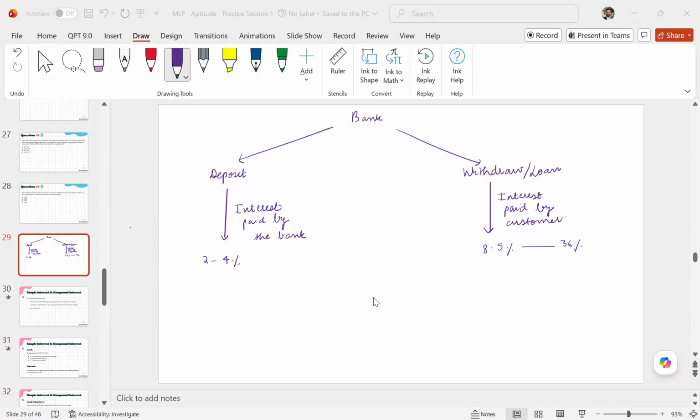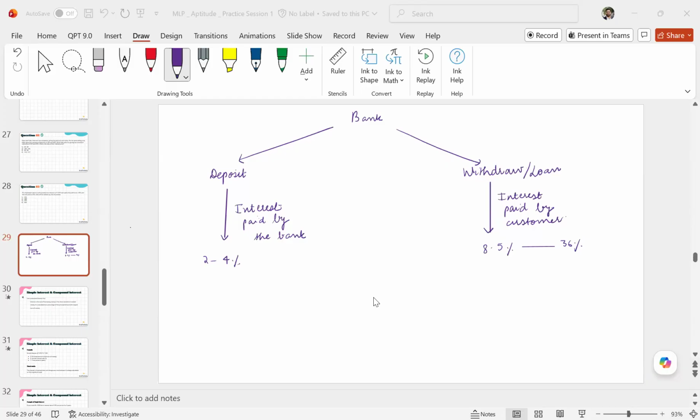But then what will the bank do with this money? Why will the bank pay you 2 to 4%? There should be some utility for the bank, right? Why do banks keep on calling you, saying, please create a current account with us, please create a salary account with us? Why do banks do that?